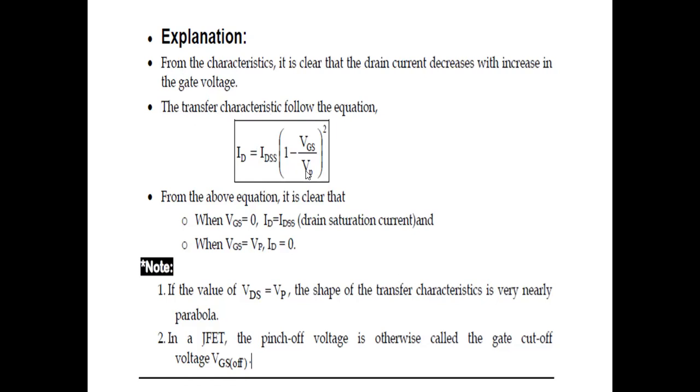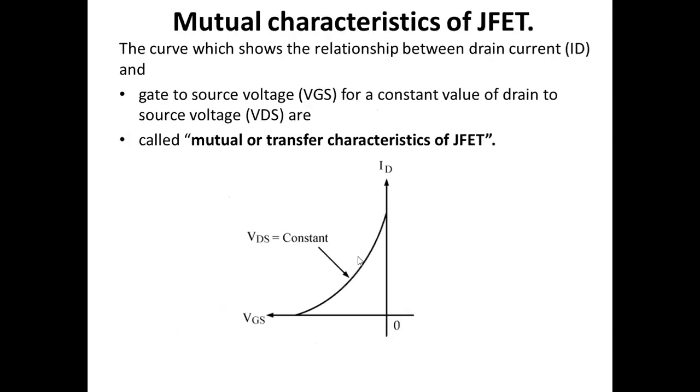From the above equation, it is clear that when VGS equal to 0, that is, without applying the gate to source voltage, shorted, then ID equal to IDSS. So IDSS is the maximum saturation drain current. And when VGS goes to VP, then ID must be equal to 0. In this way, we can see the mutual characteristics of JFET.